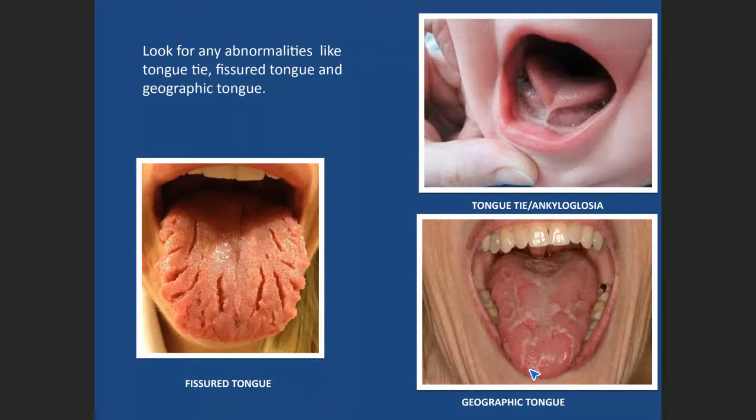Okay, and this is geographic tongue. You can see that many areas of depapillation, and these keep on moving. That is why this name is geographic tongue. Means position of this depapillation is not fixed. Sometime it is here, sometime it will be here.